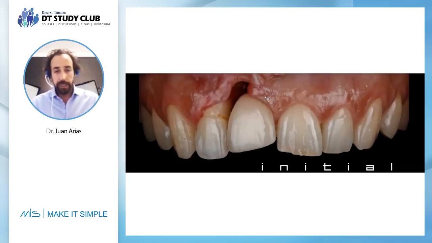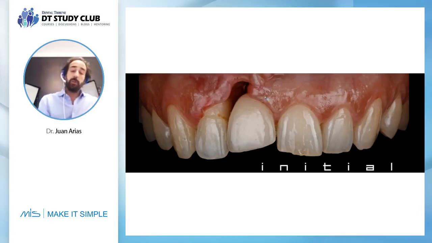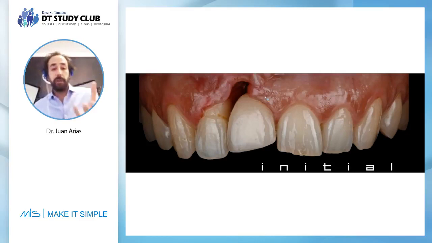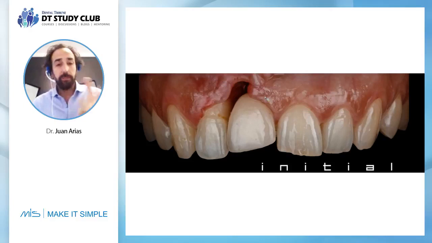Okay, so let's see this case. This is a young woman. She's got an implant there on the central incisor, and she came to our office with this situation. But what happened in this case is that there was a very small bone problem there around the implant. It was peri-implant tissue that was lost there, but it was not more than 2 or 3 millimeters.